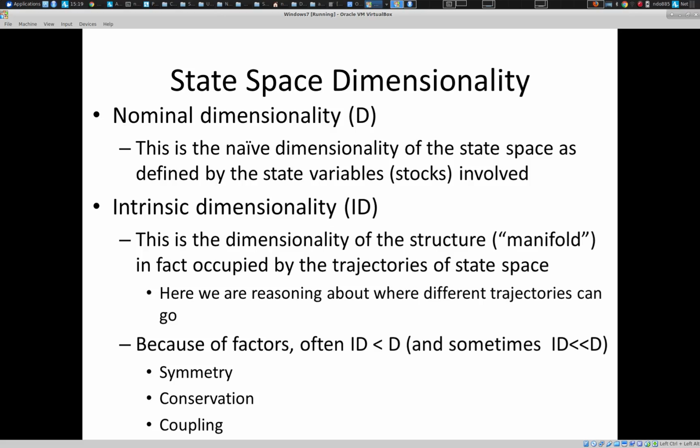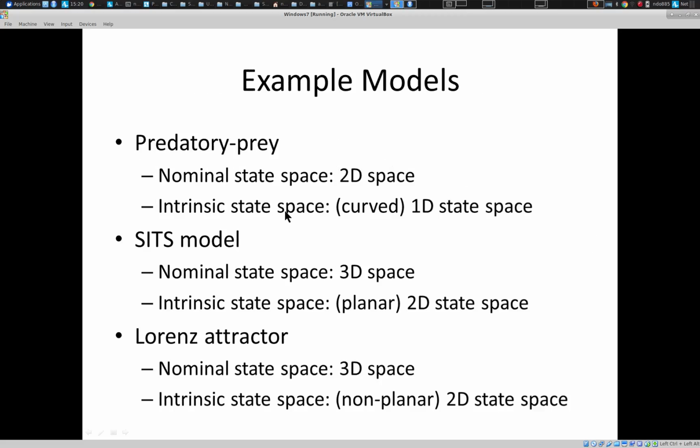Because given S and I, values for that, R has a fixed value. It's never going to change from that value. We know what R is here. So it's going to explore a plane of the state space, a sub-area of the state space, okay? And this is what I mean by intrinsic dimensionality. The nominal dimensionality is 3, but it's really only ever going to occupy 2 dimensions.